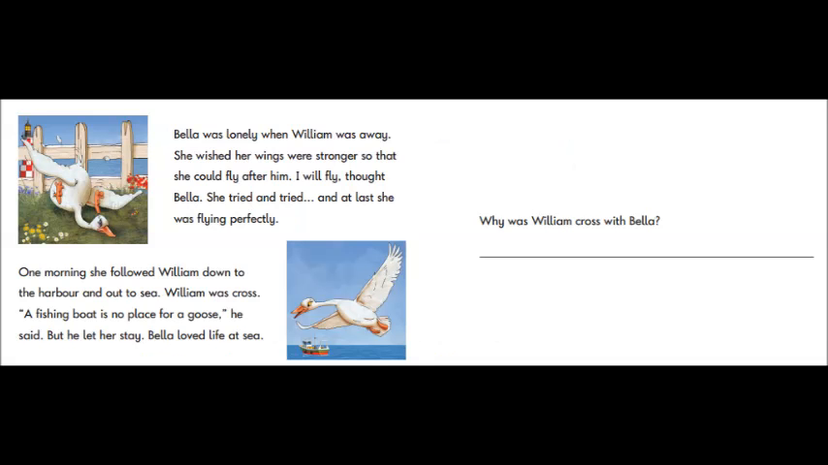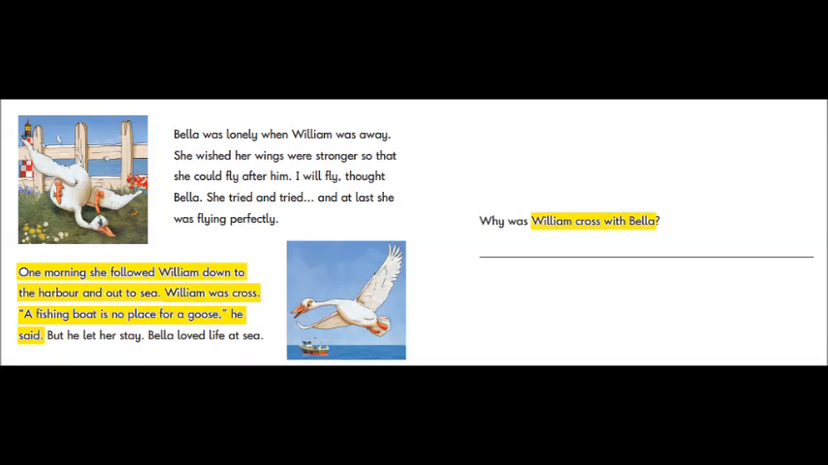Read the question. Why was William cross with Bella? Remember to pick out words that appear in both the text and the question. From the piece of text, we see the sentence, William was cross. This matches the question, but doesn't give an explanation to the answer. This is why it is important to read the sentence before and the sentence after the piece of text that you pick.